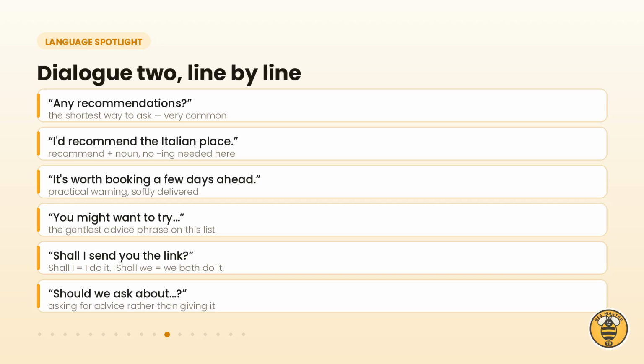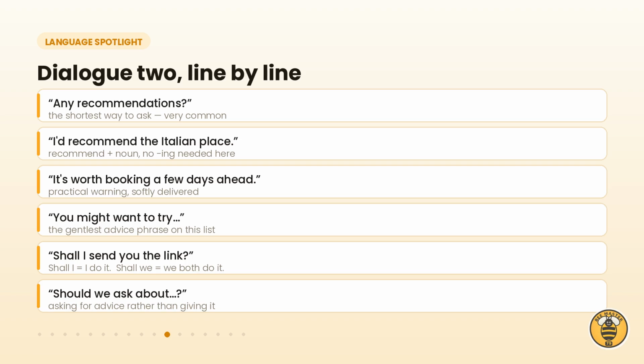Any recommendations? That is the shortest way to ask, and it is extremely common. I'd recommend the Italian place. Here recommend is followed by a noun, so there is no ing form needed. It's worth booking a few days ahead. That's a practical warning delivered softly. You might want to try. That is the gentlest advice phrase on our list.